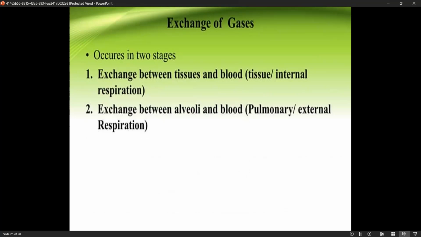Exchange of gases occurs in two stages. That is exchange between tissues and blood, and exchange between alveoli and blood. So tissues, that is internal respiration, and pulmonary, that is external respiration.